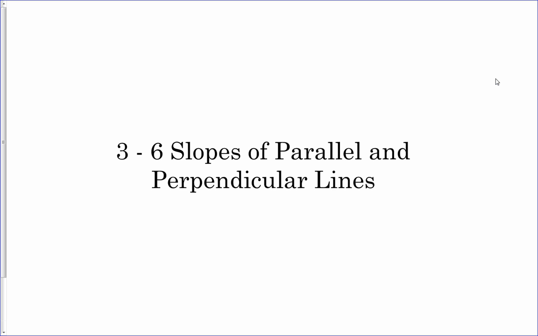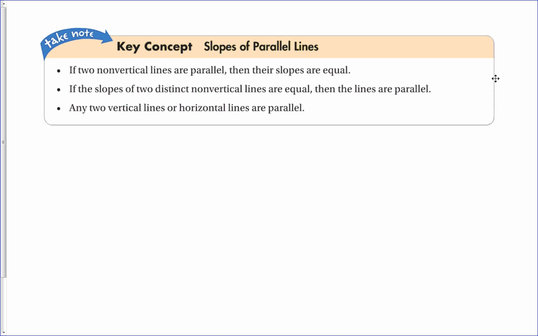3-6, slopes of parallel and perpendicular lines. So here's a key concept, slopes of parallel lines. If two non-vertical lines are parallel, then their slopes are equal. If the slopes of two distinct non-vertical lines are equal, then the lines are parallel. That's kind of the converse of the first statement. And any two vertical or horizontal lines are parallel.